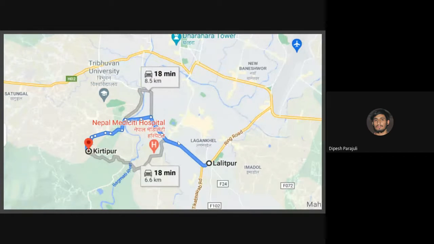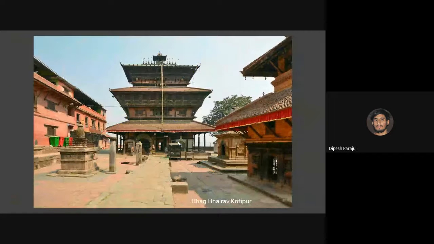Thank you, Susan Thapa. After spending some time in Lalitpur, we headed for Kirtipur, and it was around half an hour riding by bus. We reached our destination. Next slide. And we decided to visit the temple of Bagh Bhairav.